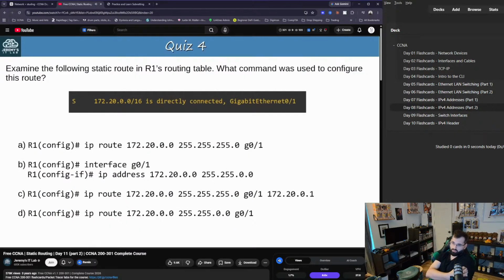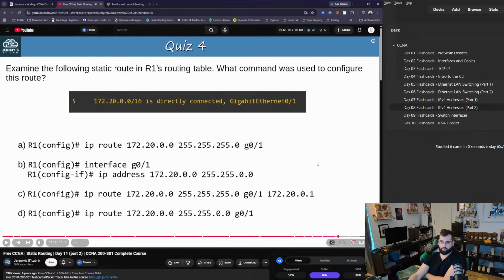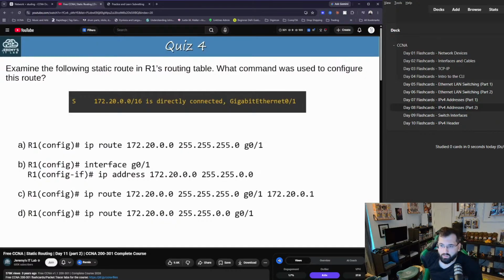Examine the following static route in R1's routing table. What command was used to configure this route? Pause the video now to think about the answer. Okay. Is directly connected. Oh, S. So we had to go into interface G0/1. Honestly, B's the only one that makes sense.